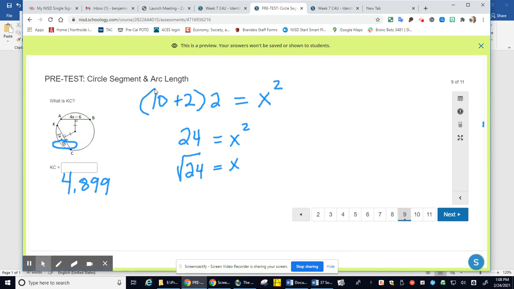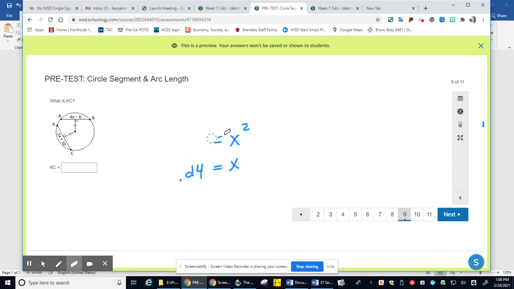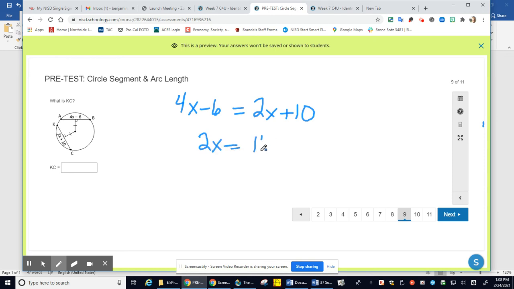Let's see about number 9. Aha! So this one is one of your congruent tangents. Okay? Basically, you notice that chords, your two chords, AB and KC, are the same length. Okay? Because they're the same distance from your center. So the congruent chords theorem says that we would set 4x minus 6 equal to 2x plus 10. Okay, and we would, of course, solve this for x and get x equals 8.